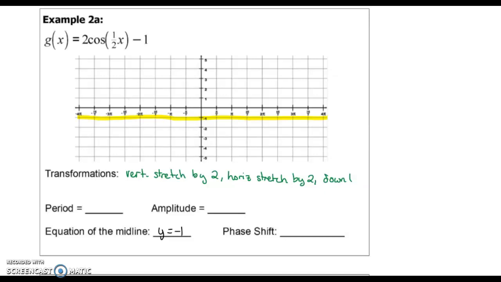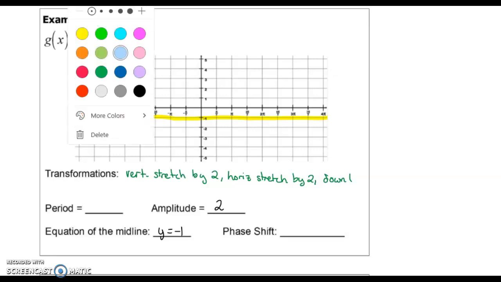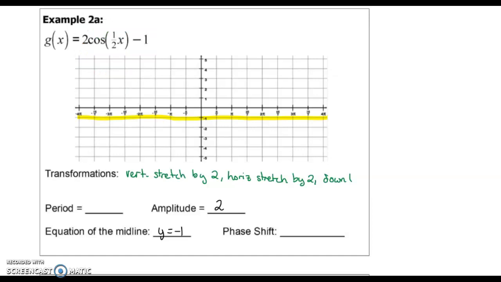Now your amplitude is your vertical stretch. Your vertical stretch was 2, so the amplitude's 2. So your max line, where it's going to hit your maximum, is going to be at 1. I'm just going to highlight that. And then down 2 from the midline is -3. Let's highlight that. I got a little wonky, sorry. Like I said, the highlighted lines don't have to be there. It's just something to help you.